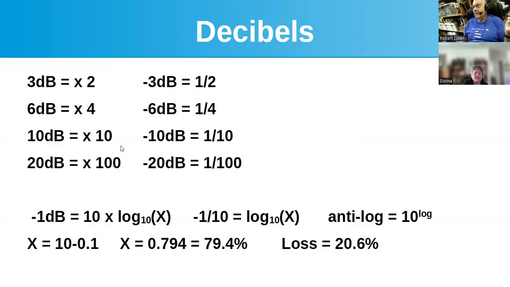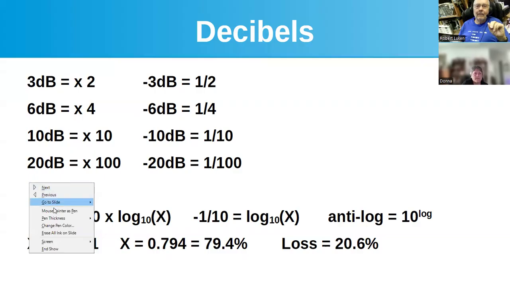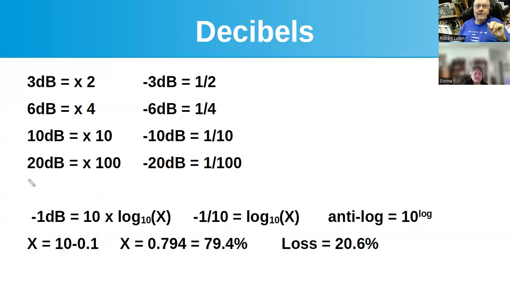10 times 10. So if we add 10 dB to 20, what are we going to get? You do your 10 times 100, it's 1,000. Right. Let me write that one. You'll notice a pattern.